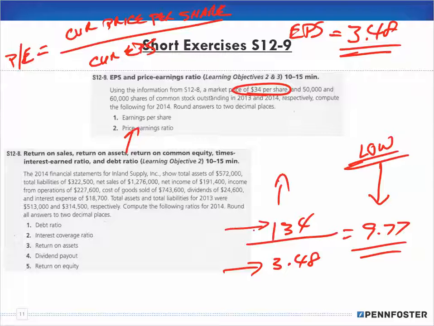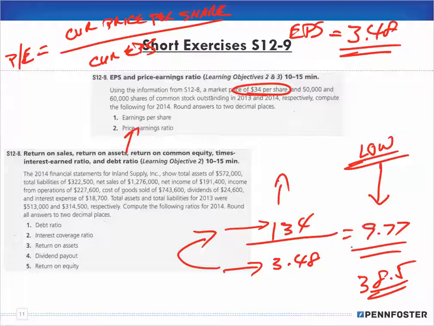If this was 134, 134 divided by 3.48, my PE ratio would be around 38.5. That's a much higher PE ratio, and it's a stock that I wouldn't want to look at, because my earnings are in more proportion to the actual price of the stock. It means it's reaching that equilibrium, where the earnings are reaching an equilibrium for the price of the stock that it should be at. So the higher the PE ratio, the less value there is in investing in that stock.